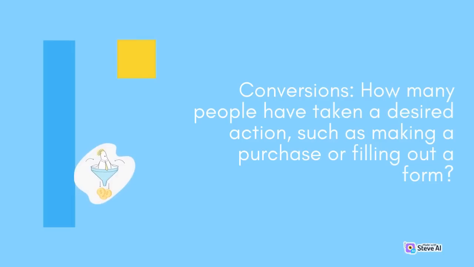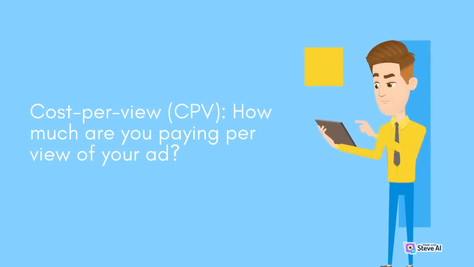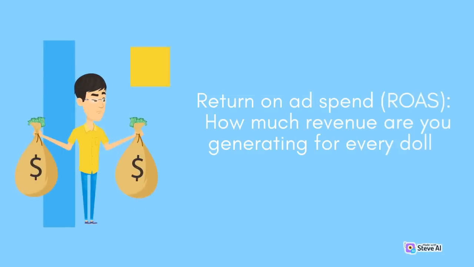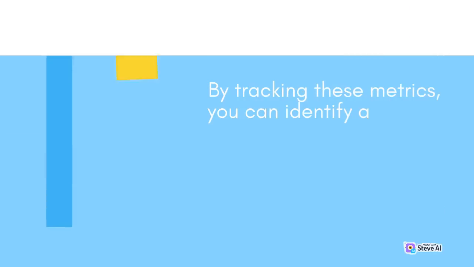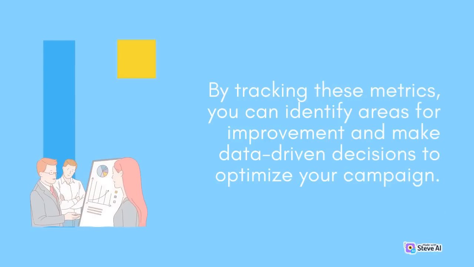Conversions, how many people have taken a desired action, such as making a purchase or filling out a form? Cost per view, CPV, how much are you paying per view of your ad? Return on ad spend, ROAS, how much revenue are you generating for every dollar spent on ads? By tracking these metrics, you can identify areas for improvement and make data-driven decisions to optimize your campaign.